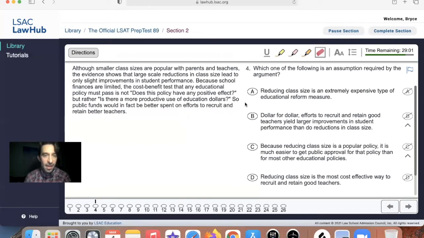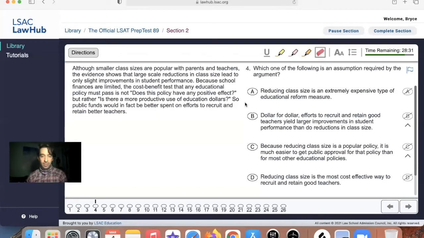Although smaller class sizes are popular with parents and teachers, the evidence shows that large-scale reductions in class size lead to only slight improvements in student performance. Because school finances are limited, the cost-benefit test that any educational policy must pass is not, does this policy have any positive effect, but rather, is there a more productive use of education dollars? So public funds would in fact be better spent on efforts to recruit and retain better teachers.